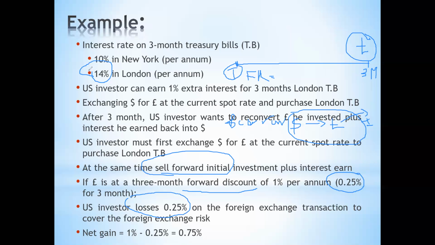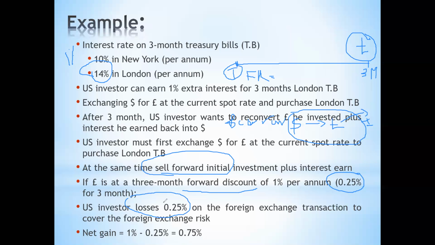For the interest rate, he received 1% addition as a result of investment in the London market rather than going with the New York market. The difference for the 3 months is 1%. But the pound is at forward discount of 1% per annum. That means for 3 months, it is 0.25%.